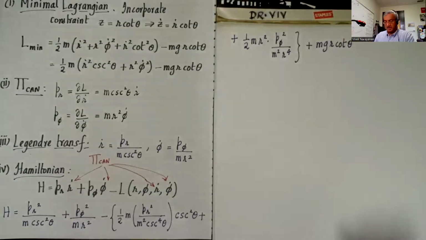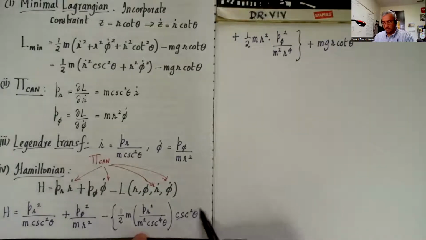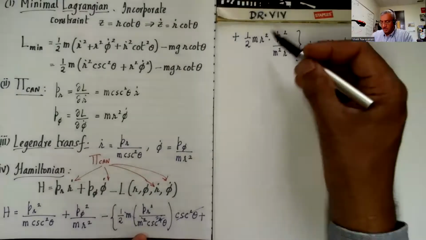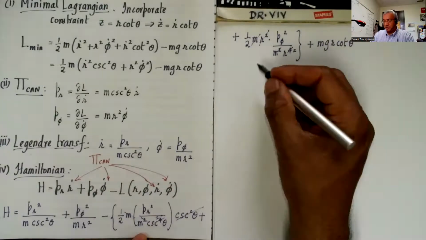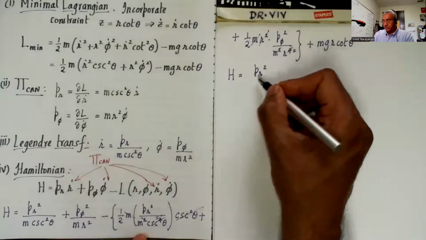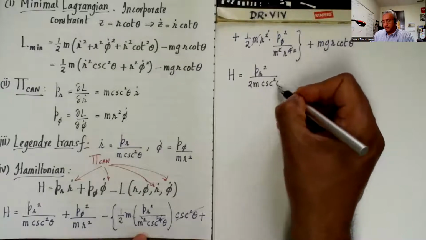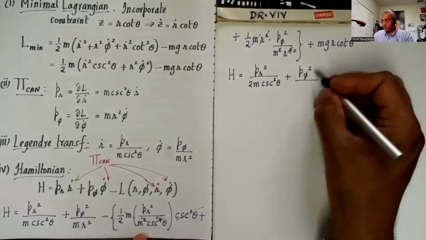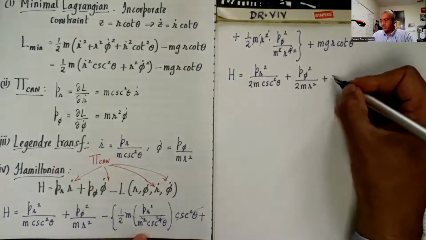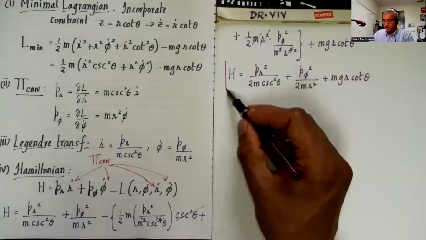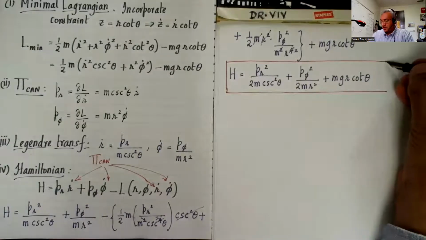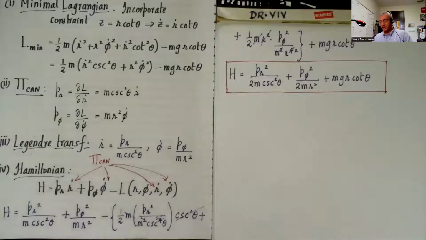So at this point, I can simplify this. I realize at once that the cosecant squared and cosecant 4 give me a cosecant squared, and the mass cancels out. And this is just 1/2 that. Similarly, I cancel out m here and an r squared with r to the 4, and that is just half of that. So I'll end up getting the Hamiltonian to be p_r squared over 2m cosecant squared theta plus p_phi squared over 2mr squared plus mgr cot theta. So that's an important milestone. Let's box it. We've got the Hamiltonian entirely in terms of the generalized coordinates and the canonical momenta. The next step is Hamilton's equations.